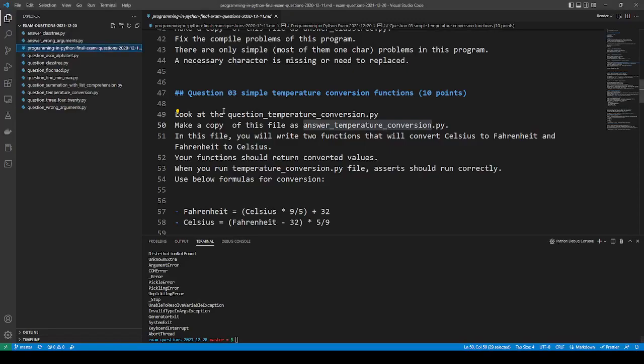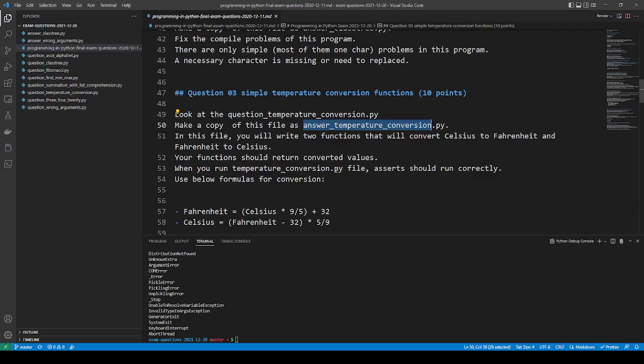Okay, let's continue with question 3. Look at the question, temperature conversion. Make a copy of this file as answer temperature conversion. In this file, you write two functions that will convert Celsius to Fahrenheit and Fahrenheit to Celsius. Your functions should return converted values.